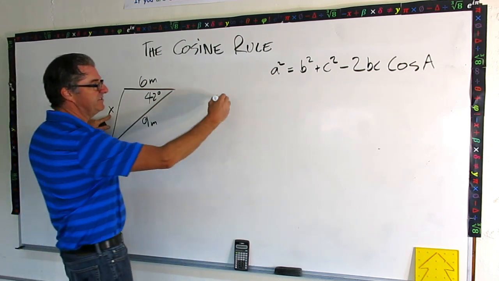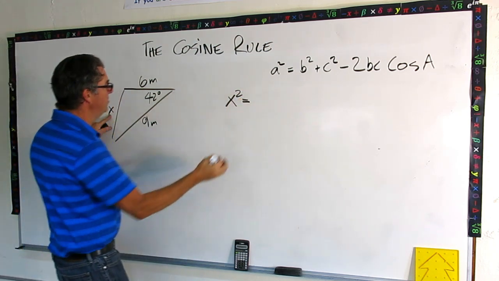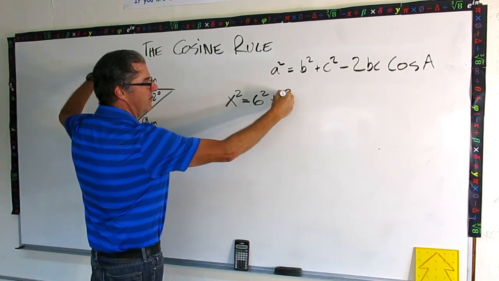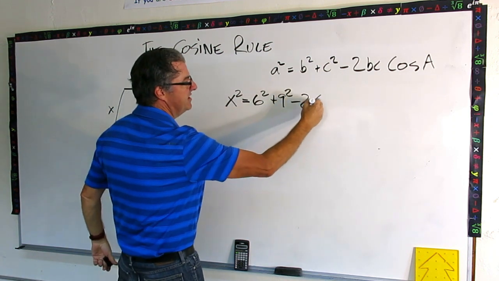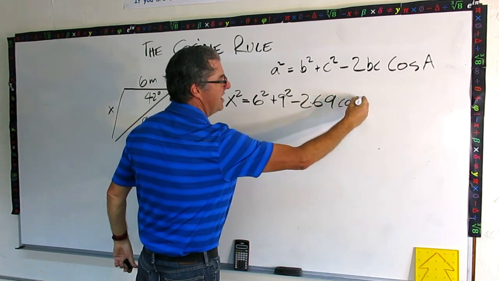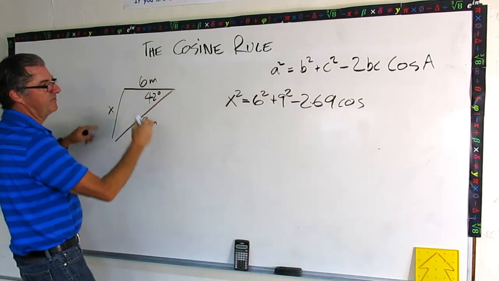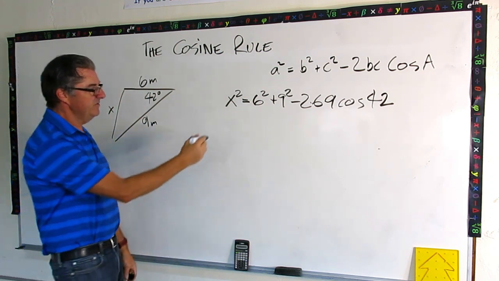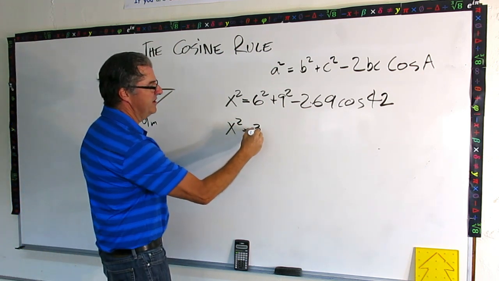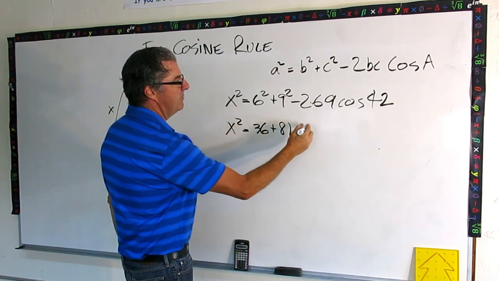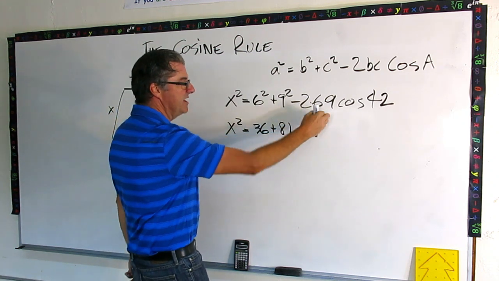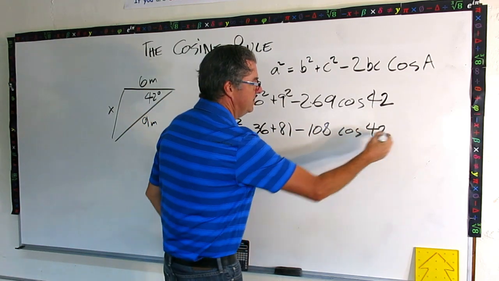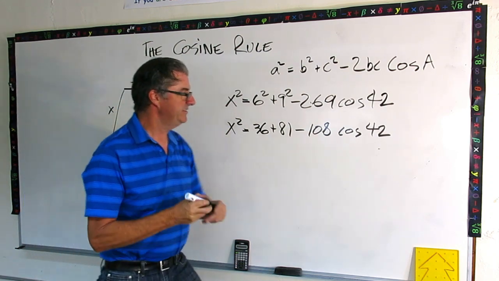So here's my x. X squared is going to equal the squares of the other two sides. So 6 squared plus 9 squared minus 2 times 6 times 9 times the cosine of the angle opposite of the x, so that's 42. So there's my plug-in step. Now let's evaluate. X squared is going to equal 36 plus 81 minus 2 times 6 is 12 times 9 is 108, cosine 42.